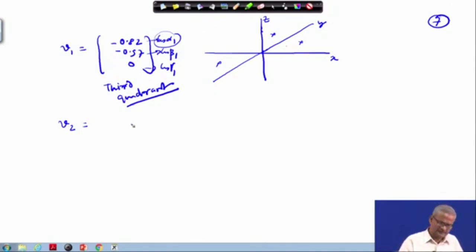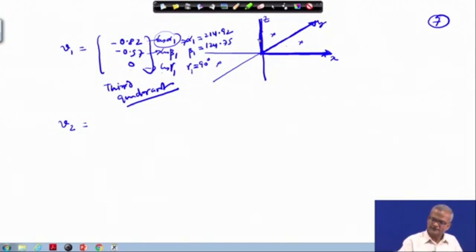The corresponding angles then turn out to be alpha 1 equal to 214.92 and beta 1 equal to 124.75, because you are measuring from this axis. For cos alpha you measure from here, for cos beta you measure from here, and for cos gamma you measure from this axis. Okay. So, cos gamma is 0, which means it is a 90 degree angle. So, gamma 1 is 90 degrees.